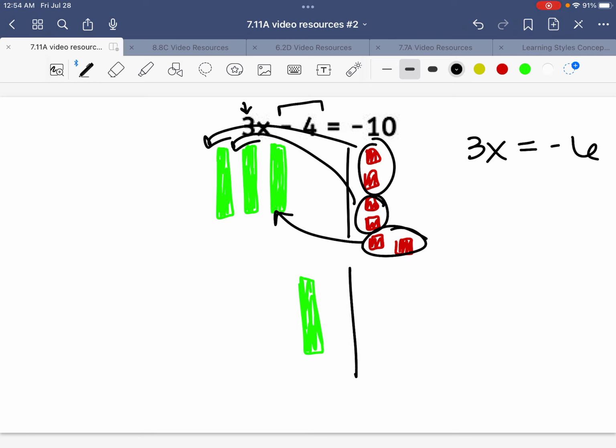So one whole green x is going to be equivalent to 2 negatives. So I'm going to say x is equal to negative 2. All right, let's take a look at one more.